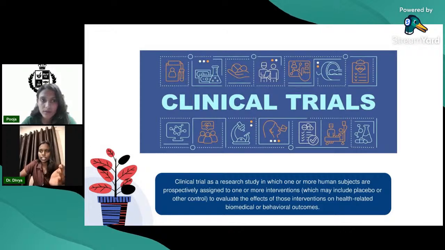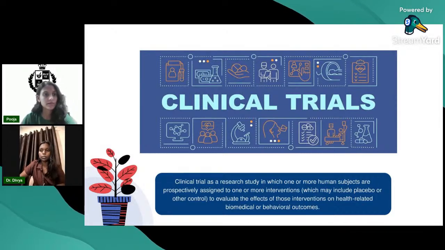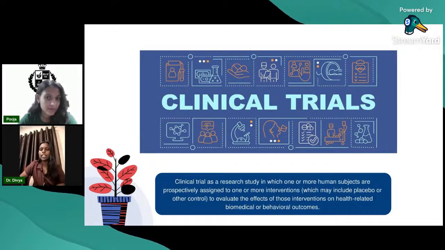A clinical trial is a research study in which one or more human subjects are assigned one or more interventions, in the sense which I mentioned in the earlier slide. It can be a new drug, new vaccine, or anything. And to check the effect of that new intervention, the study is conducted. That is basically a clinical trial. Next slide, please.